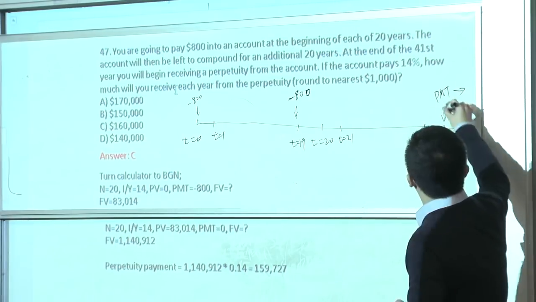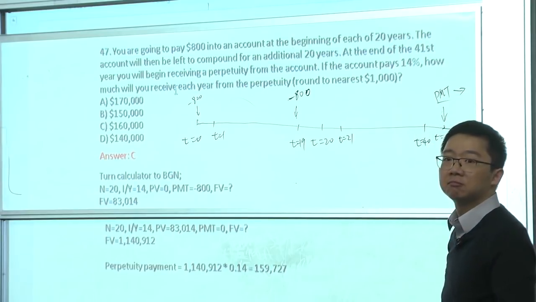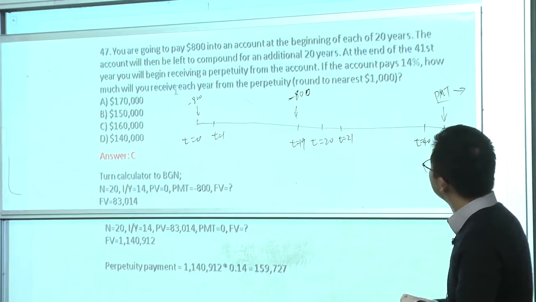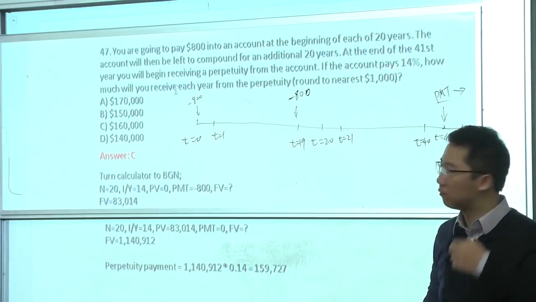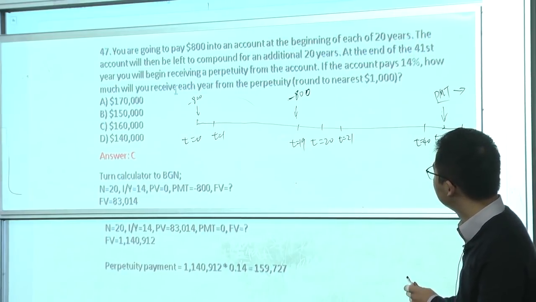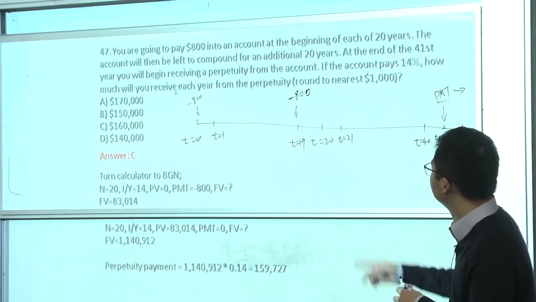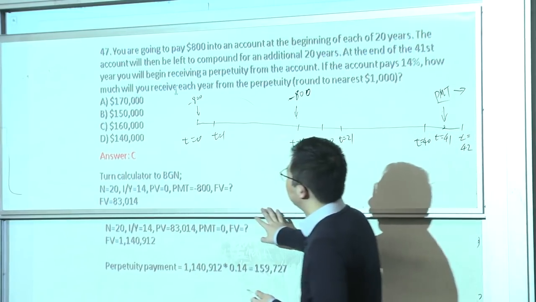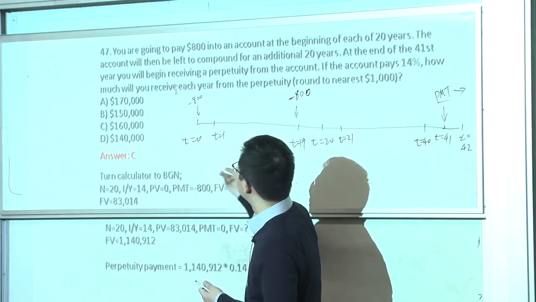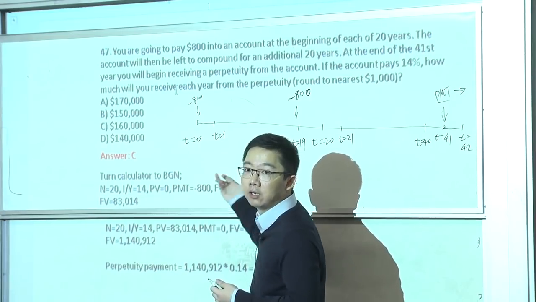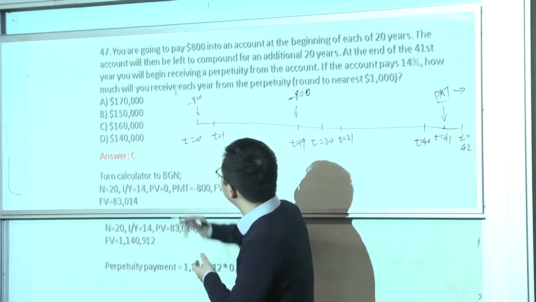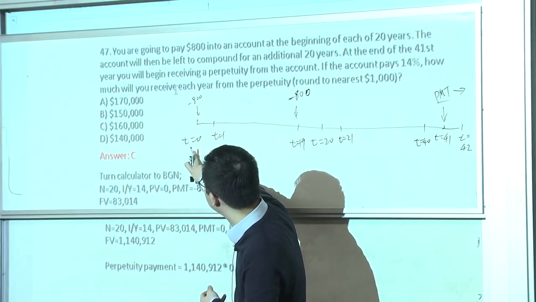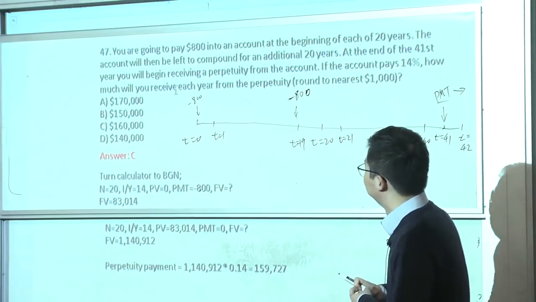And the question asks, how much is that value? So we may have different methods in your mind. Let's talk about my method. See what's going on here. I'm first calculating the present value of this annuity due as of T equal to 0.